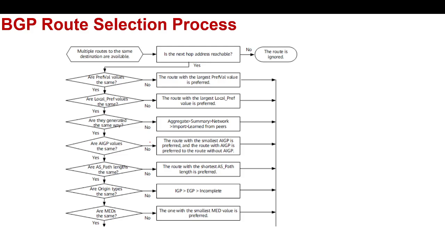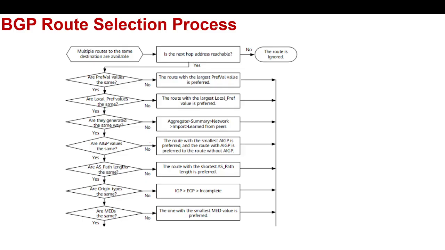And it's a sequential process, so it has to check the first item. If the first item is okay, it goes to the next stage, and the next stage, until it can now have the best route. Until there is a tiebreaker between these attributes, then BGP will settle to that route as the best route that will be used to forward traffic.